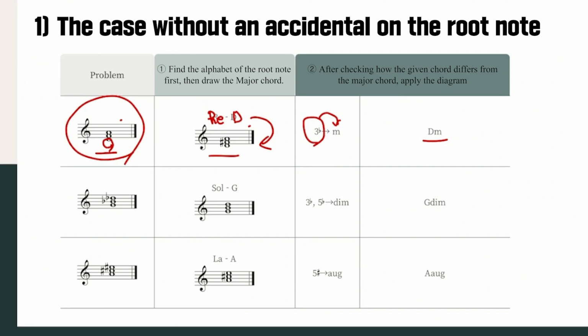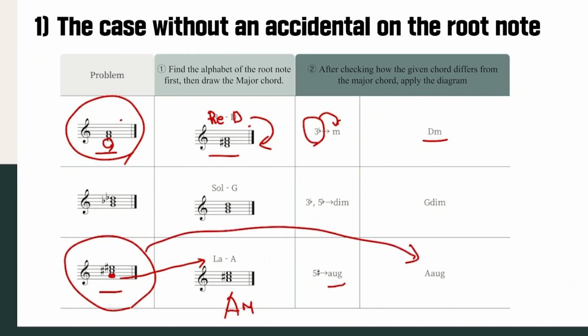Look at the last one. Here is some triad. First you have to find the root note from the triad. So it's La, which is A. So you draw the A major triad. And then find out how the given chord differs from the major chord. There is a sharp on the fifth, which is augmented. So this given chord is A augmented. Let's do the second one by yourself.